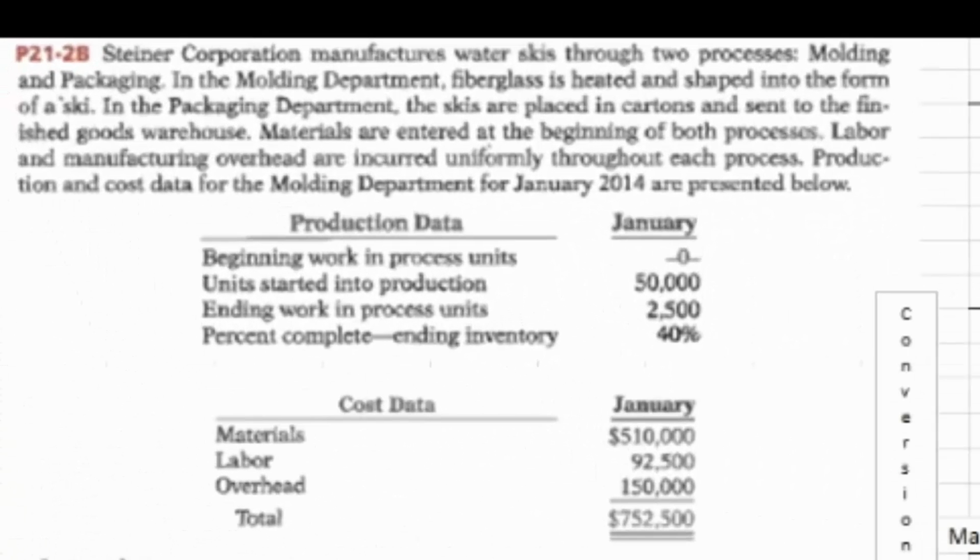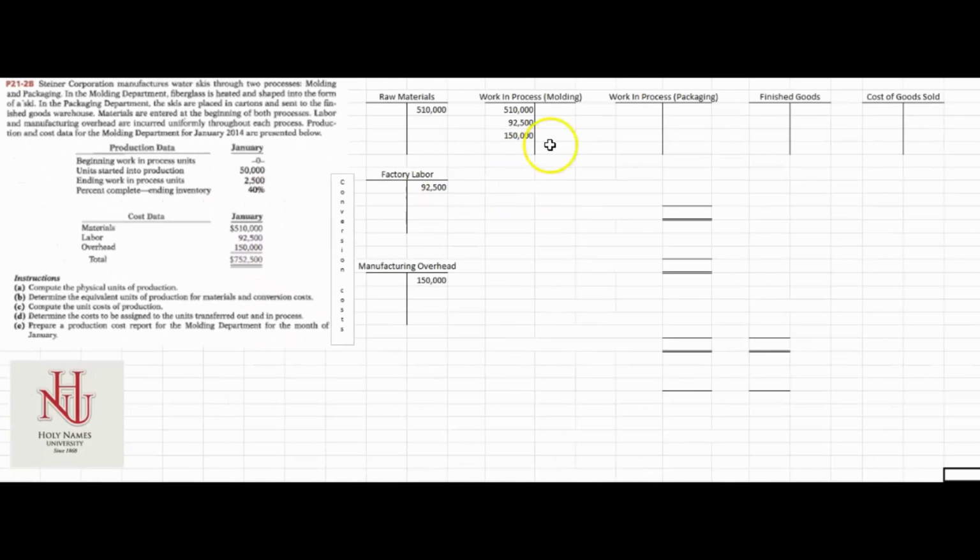All right, let's take a look at this problem. These guys make water skis, and they have 2 processes. They've got the molding process and they've got the packaging process. And for this problem, we're looking at the point of view of the molding department. We're trying to figure out, of these costs that came in this month, how many went into the next process and how many dollars stay in our process as ending work in process.